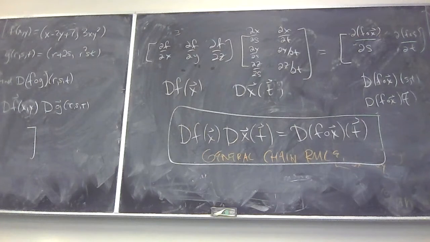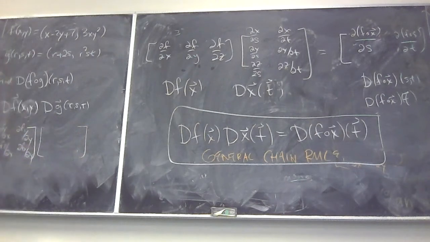What is df1/dx? df1 means the first slot of f. I can write it down: df1/dx, df1/dy, because the same function gets the same row, but the variables get different columns. Then df2/dx, df2/dy, times the derivative of this thing.